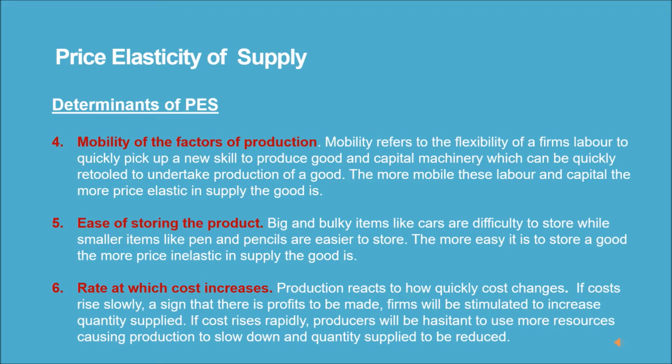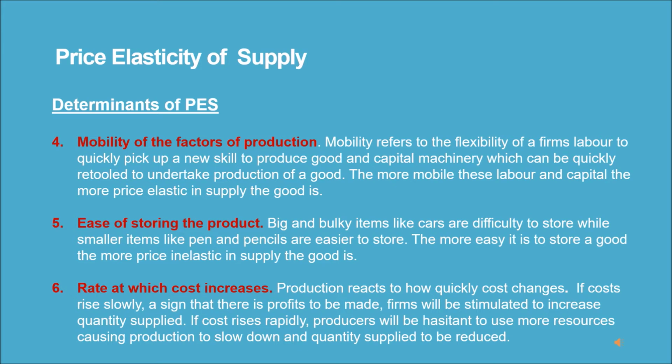4. Mobility of the factors of production. Mobility refers to the flexibility of a firm's labor to quickly pick up a new skill to produce a good, and capital machinery which can be quickly retooled to undertake production of a good. The more mobile the labor and capital, the more price elastic in supply the good is. 5. Ease of storing the product. Big and bulky items like cars are difficult to store, while smaller items like pens and pencils are easier to store. The easier it is to store a good, the more price inelastic in supply the good is.